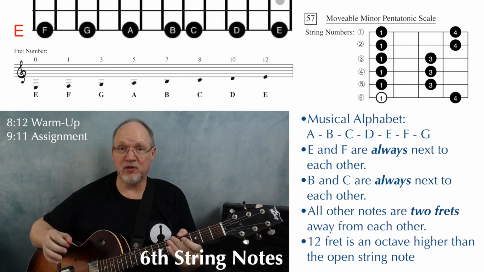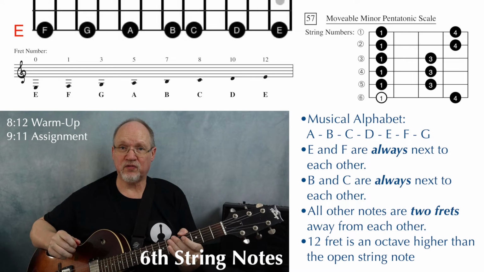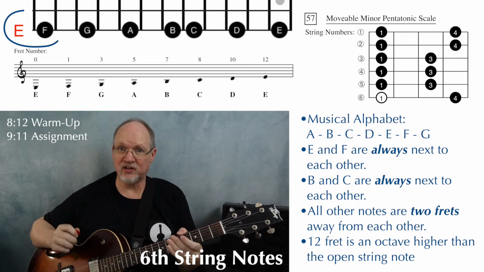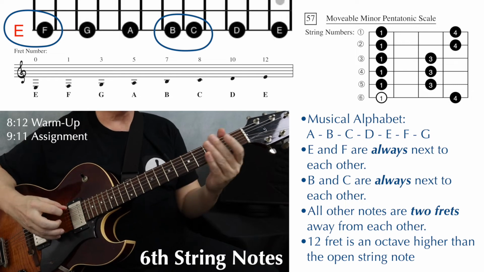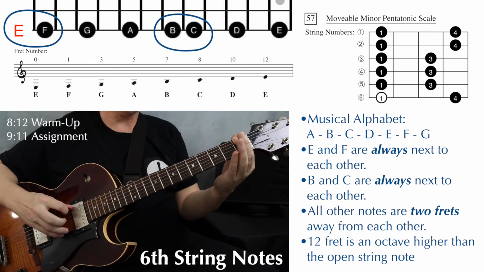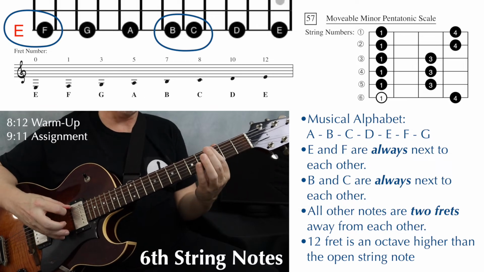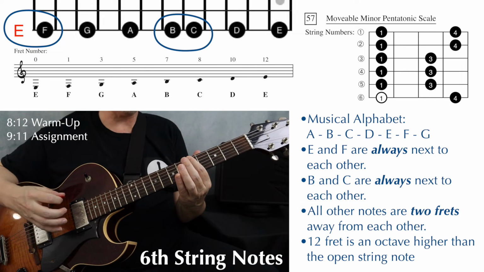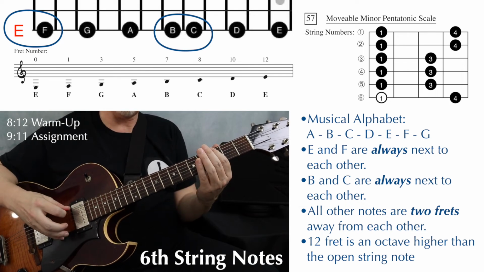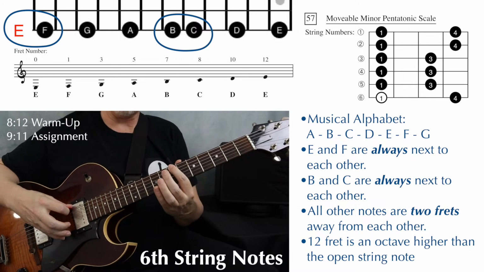And one thing that can help you find all these notes is to know that all of these notes are 2 frets away from each other except your E and your F, and your B and your C. So at the beginning we have E is open, F is 1st fret, so that's just 1 fret's distance. G is 2 frets away. A is 2 frets away. That's the beginning of your musical alphabet. As soon as you play your G, the next one's going to be A. Your B is 2 frets away from that.